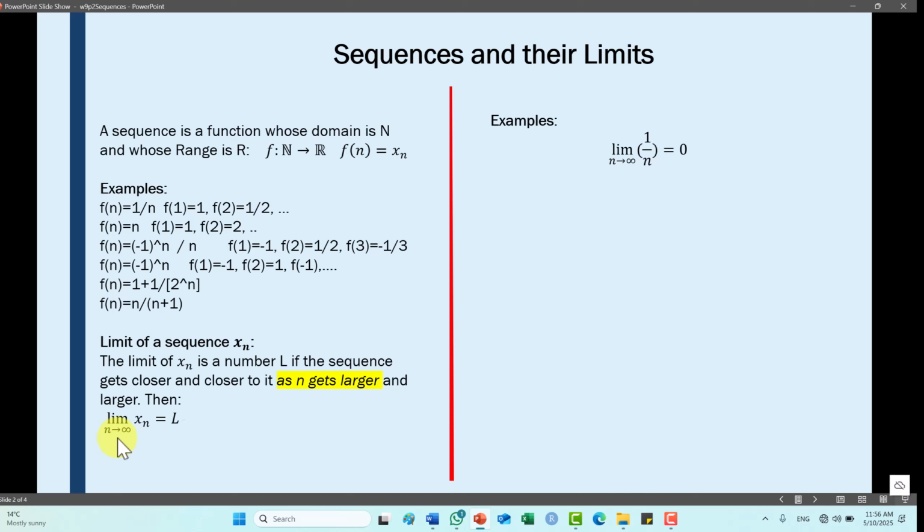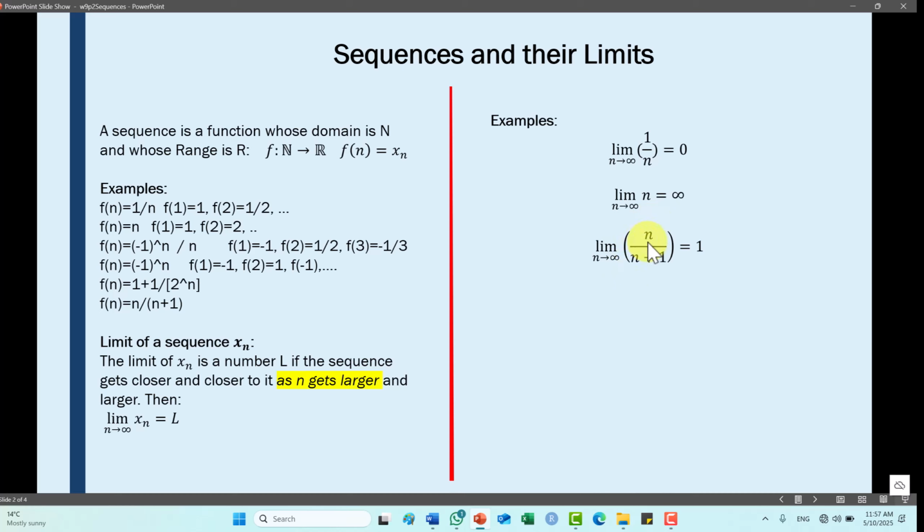For example, if you look at the sequence 1 over n, the limit of this sequence as n goes to infinity is 0 because as n gets larger, 1 over n gets smaller, and eventually as n goes to infinity, the sequence goes to 0. That's why the limit is 0. On the other hand, the sequence n, as n goes to infinity, gets larger and larger and goes to infinity. Therefore, the limit is infinity, which in this case, we say that the limit doesn't exist.